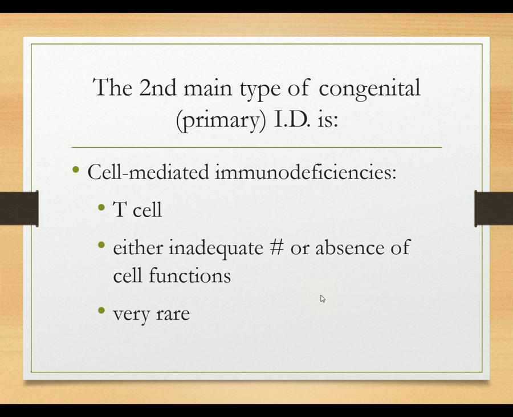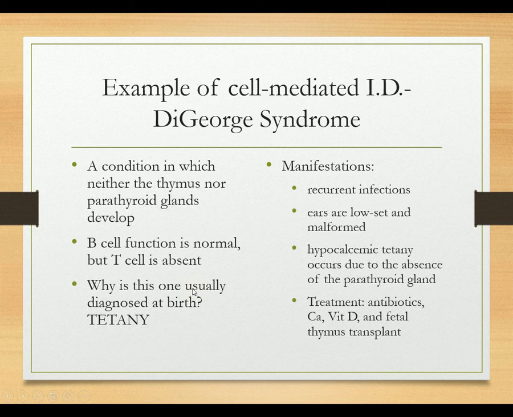The second main type of congenital primary immunodeficiency is cell-mediated. So what came into your mind? T lymphocytes or T cells, either from inadequate number or absent number of cell functions. And this one is very, very rare. An example of cell-mediated immunodeficiency is what we call Aldrich Syndrome.